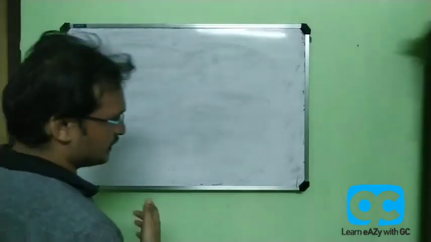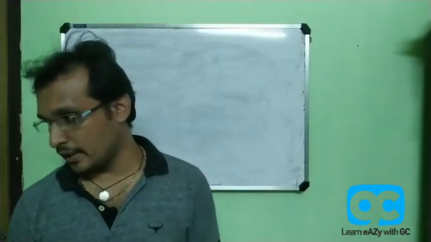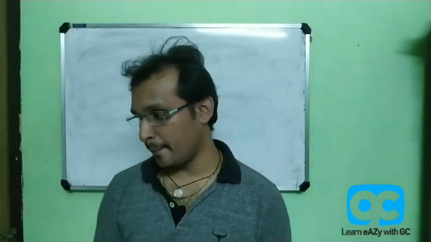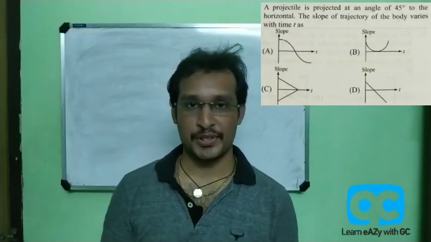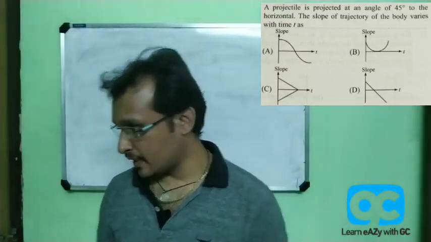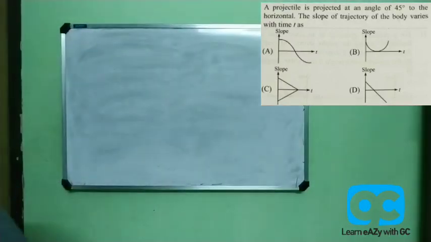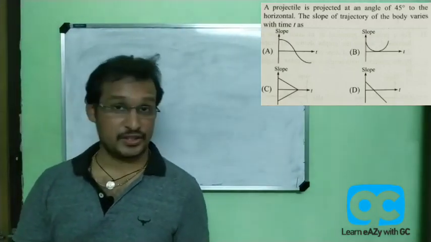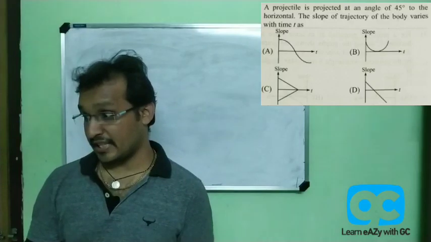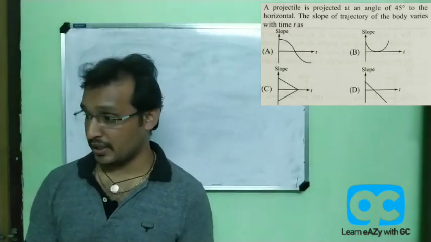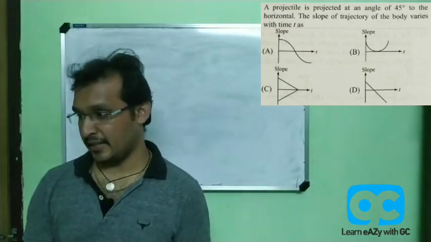And I think this is one of the best questions we are discussing today, again from projectile motion. Let me check the question. A projectile is projected at an angle of 45 degrees. The slope of the trajectory varies with time t. Very nice question.